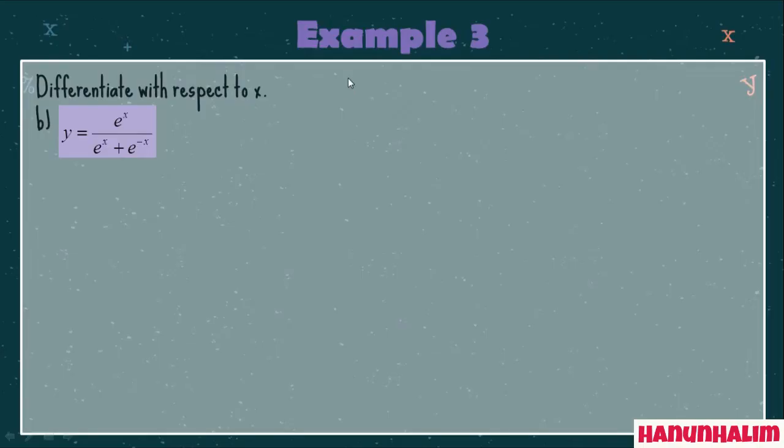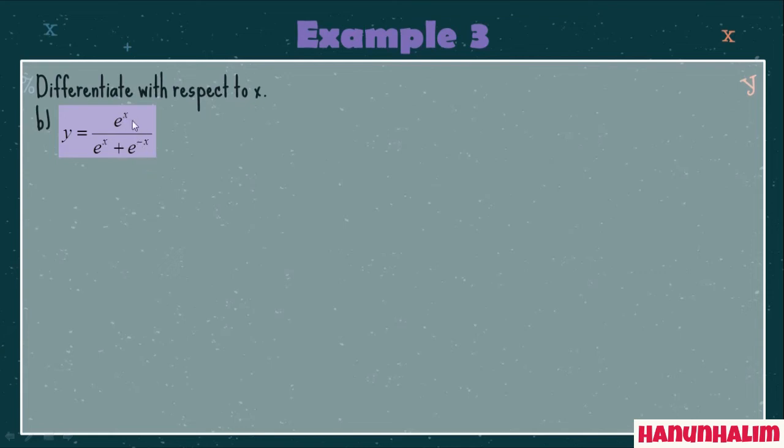Finally, I want to show you how to differentiate example 3b. We have y equal to e to the power of x over e to the power of x plus e to the power of negative x. Okay, so subtopic 3.1 exponential, differentiate exponential function.